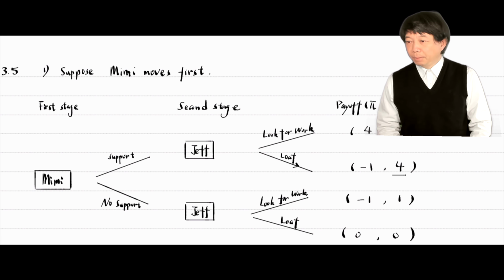Given that Mimi does not support her son, Jeff's best response is to look for a job because it gives him a higher payoff. We underline his payoff 1 and add an arrow on the path.